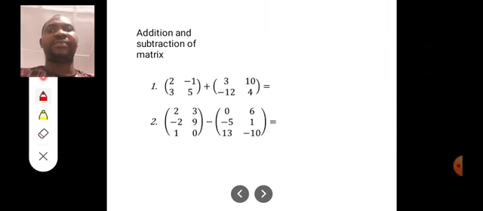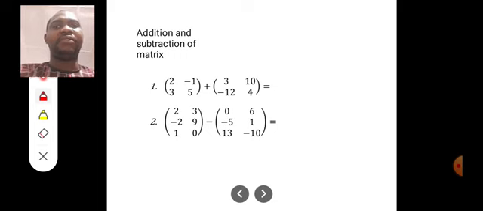Let's move on. Now we have addition and subtraction of matrices. Before I continue, I would like to say that for two matrices to be able to add or subtract, they must have the same order. That means a 2 by 2 can only be added to a 2 by 2, a 3 by 3 can only be added to a 3 by 3, a 2 by 3 can only be added to a 2 by 3, and so on.